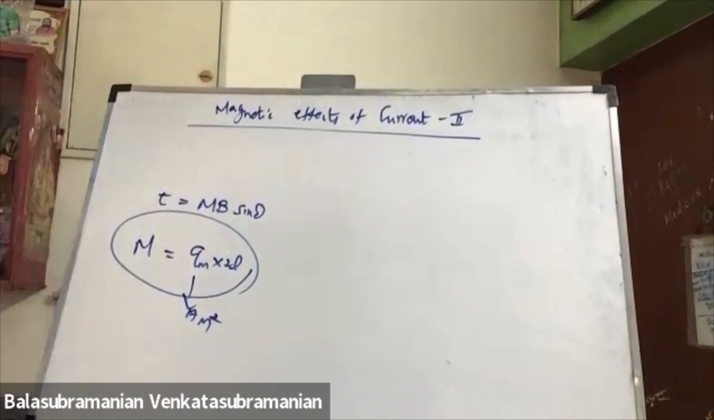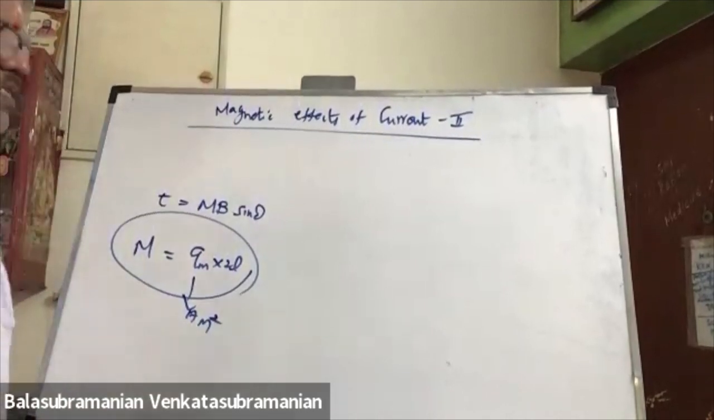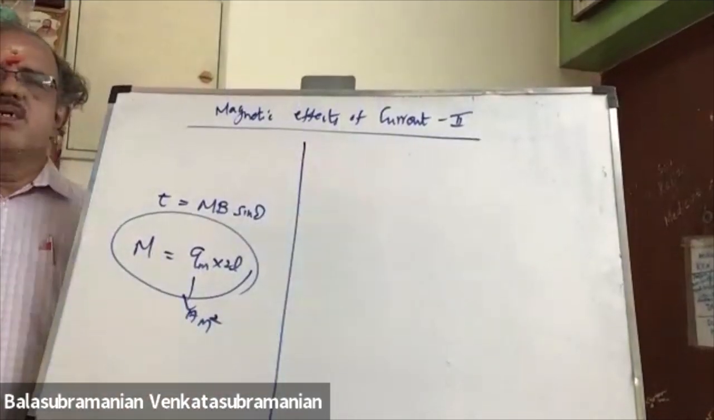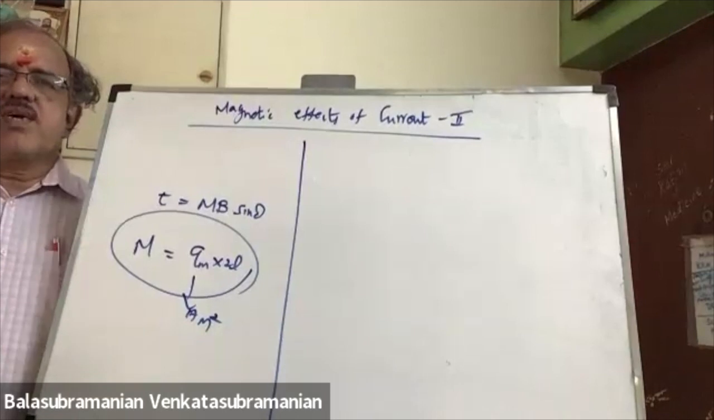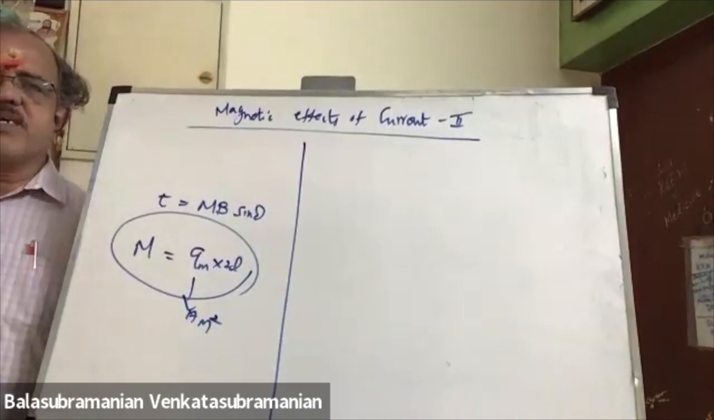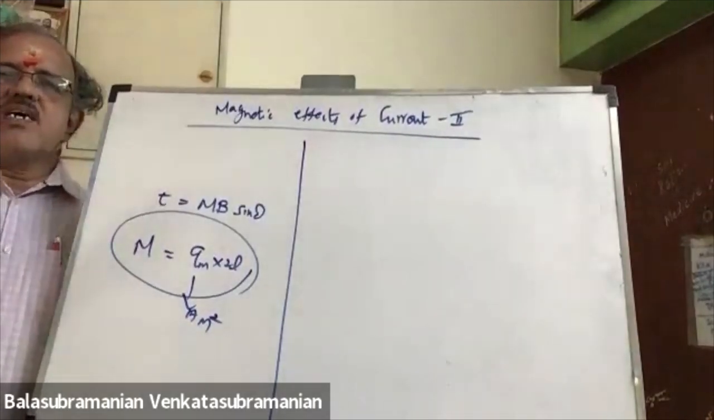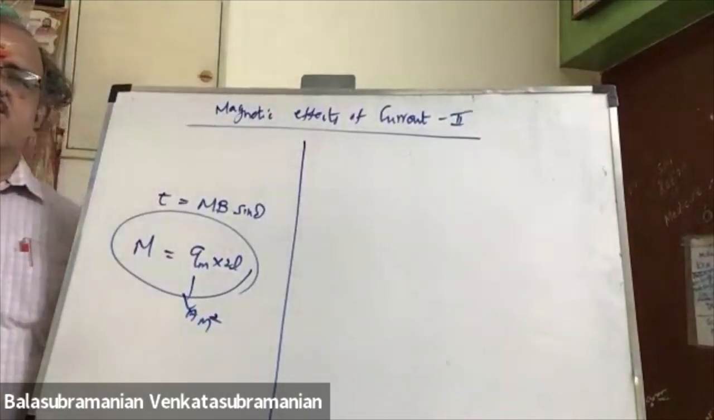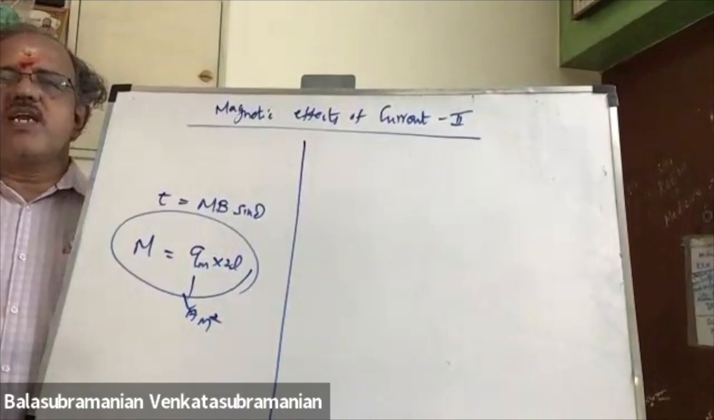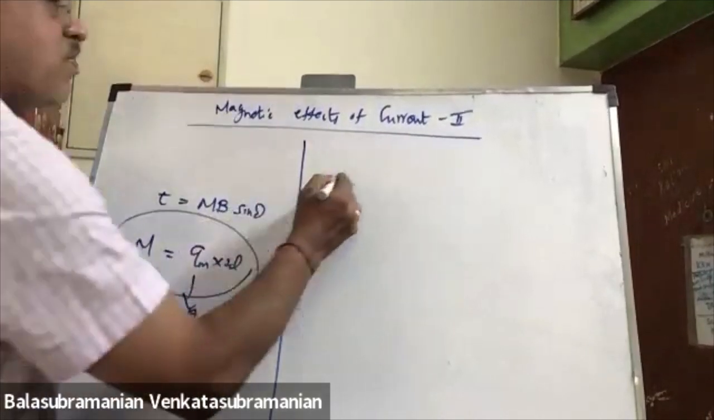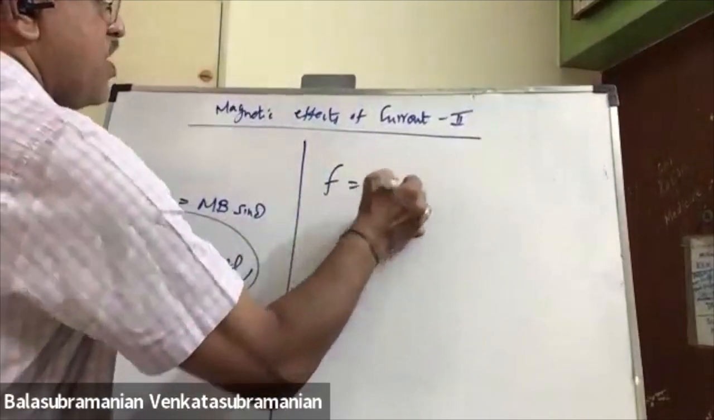Okay, fine. Next, basic formulas alone. We are not going to discuss in detail. Basic formulas alone we are going to see. When you place a charge in a uniform magnetic field, there exists a force. F is equal to B Q V sin theta.